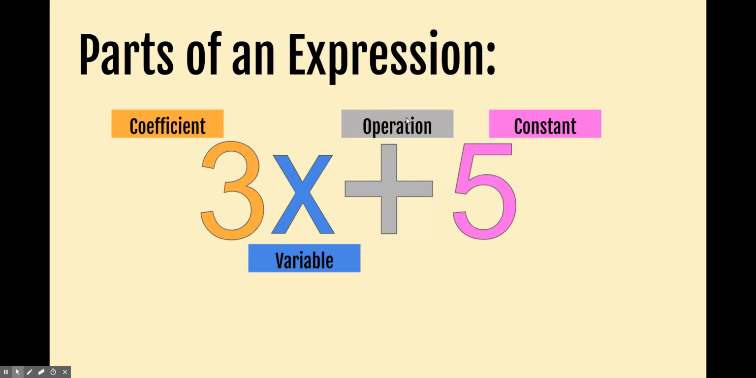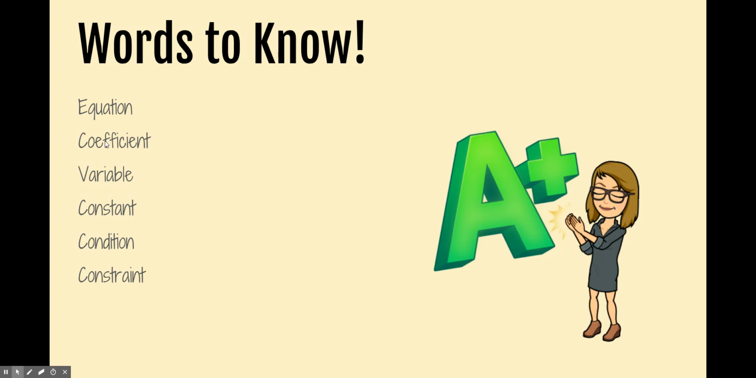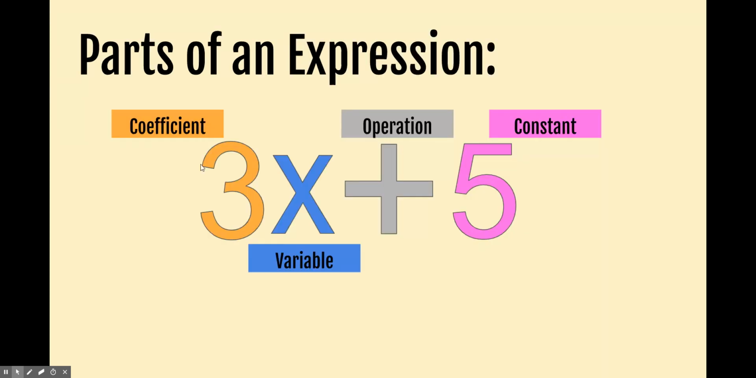So first I just want to clarify real quickly the parts of an expression, because these are some words that are over here in the vocabulary section, like coefficient, constant. Just want to make sure you understand what those mean. So this is an expression, and I know that because there's no equal sign. We're pretty familiar with operations as just adding, subtracting, multiplying, or dividing. So in this situation, we have an addition sign.